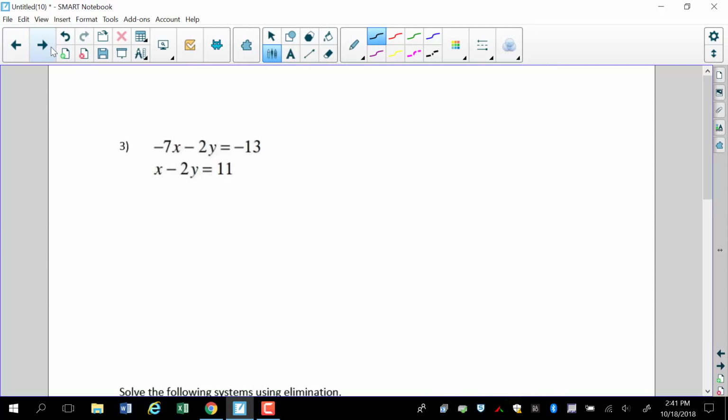So flip the page over, and I would suggest take a minute to try to see if you can do this one without me first, and then unpause the video and play it again, and I'll show you the solution.